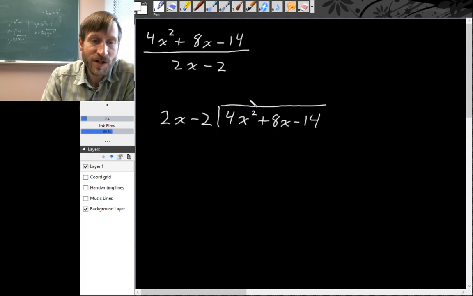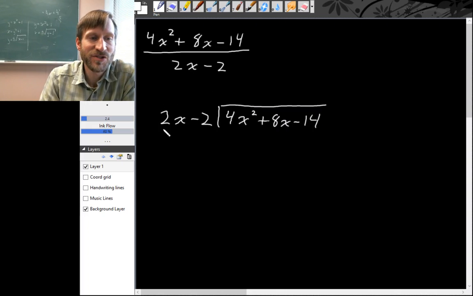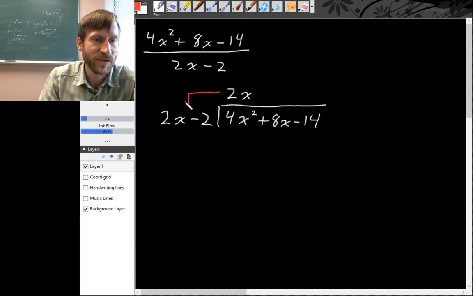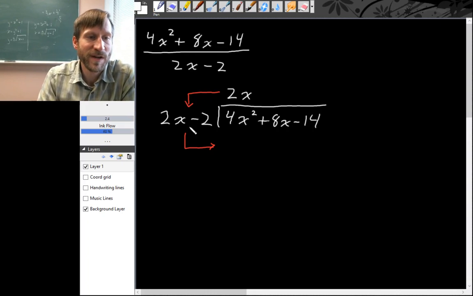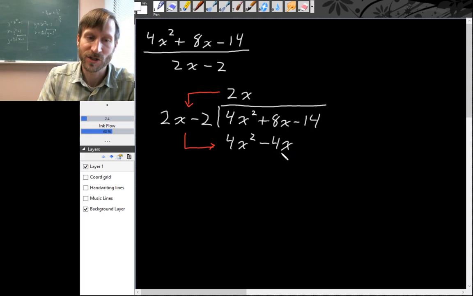Alright, so just like for integer division, we ask ourselves what times 2x would give us the first part of the dividend. So what times 2x is 4x squared? And that's going to be 2x. And now we multiply. 2x right here times 2x minus 2. And we write the result of our multiplication over here. So 2x times 2x is 4x squared. And then 2x times negative 2 is minus 4x. And then, just like with integer division, we subtract.